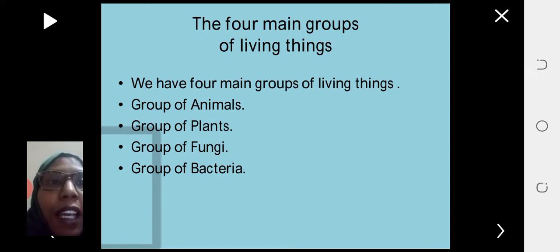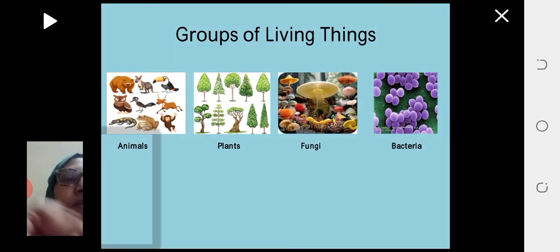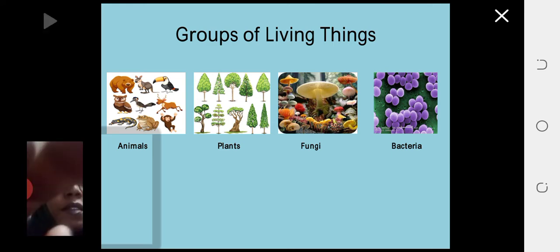As I said, we have four main groups of living things: group of animals, group of plants, group of fungi, group of bacteria. Animals, plants, fungi, bacteria. The four main groups of living things.